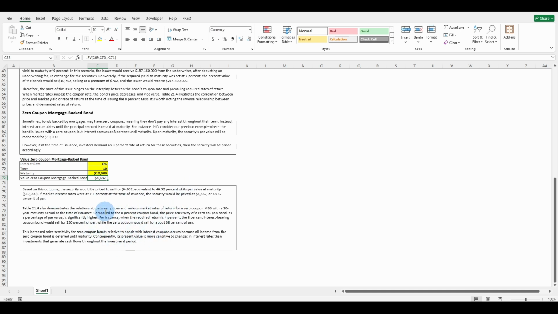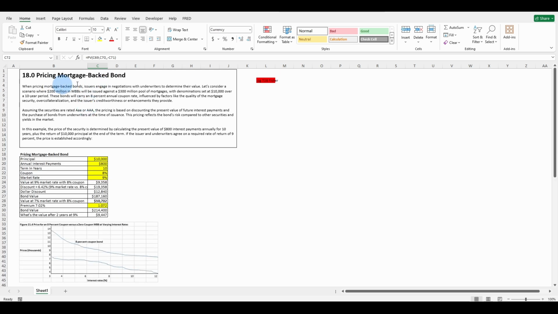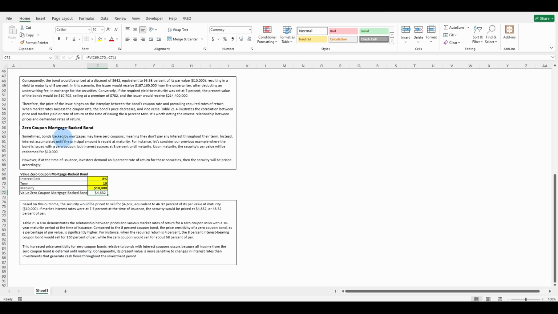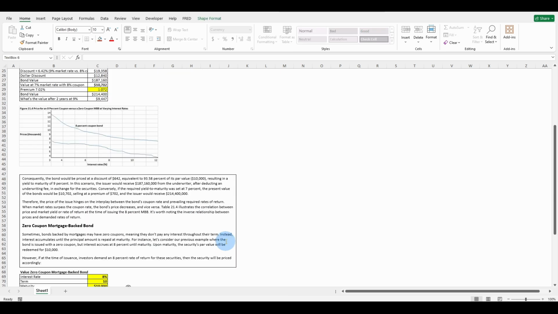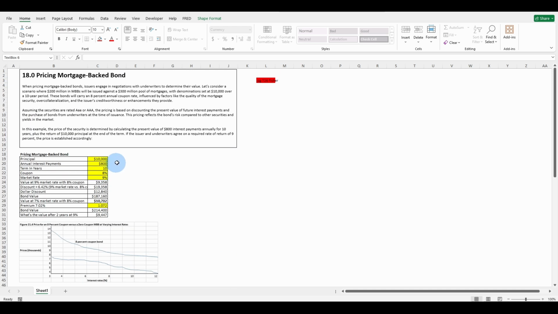When you see a 1% change in a normal mortgage-backed bond versus a zero-backed bond, you're going to see a huge change in terms of pricing. You can see right here, for instance, when the required return is 4%, the 8% interest-bearing coupon will sell for 130% of par, while the zero will sell for 68% of par. This is just a quick overview of this pricing.